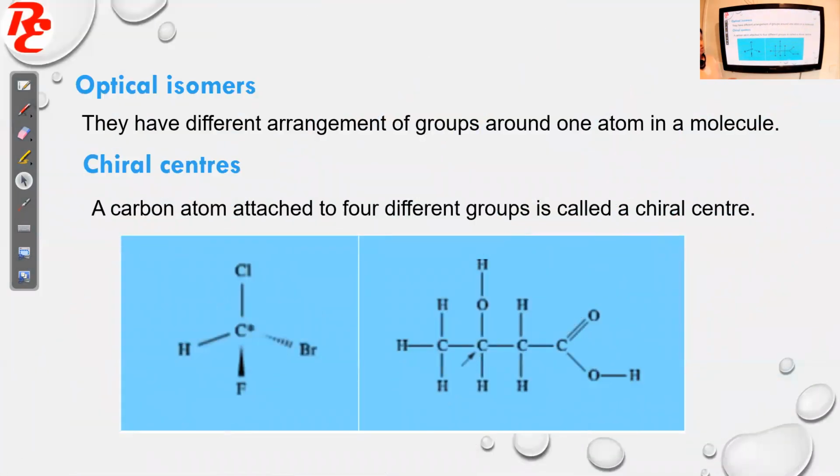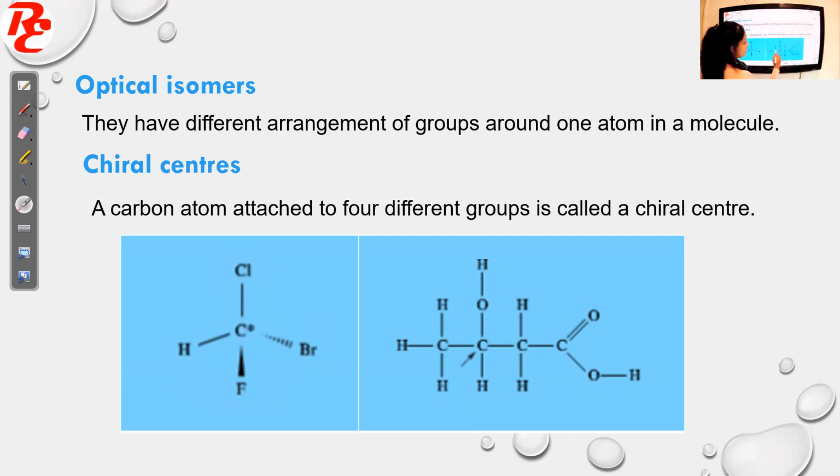Okay, then the optical isomers. They have a different arrangement of atoms around one atom in a molecule, or else their spatial arrangement is different. When we talk about optical isomers, we should know what chiral centers are. A chiral center, or a chiral carbon atom, is a carbon atom with 4 different groups attached to it. If you look at this example here, this carbon is a chiral carbon atom because it has chlorine, bromine, fluorine, hydrogen. So 4 different groups are there. This carbon, therefore, is a chiral carbon atom.